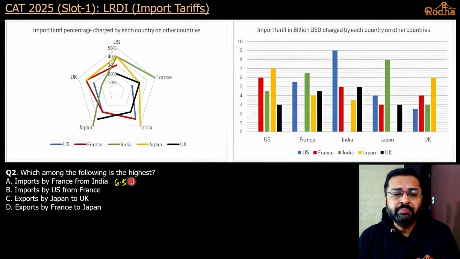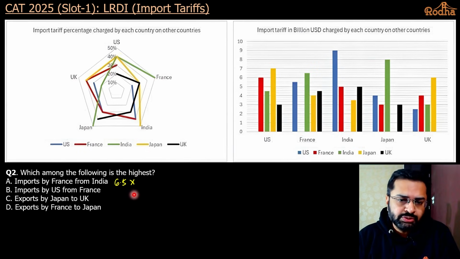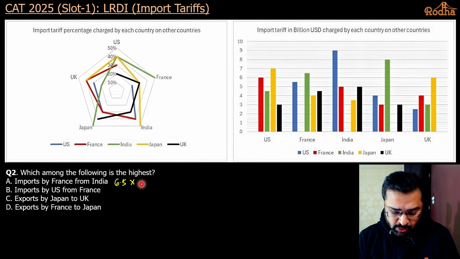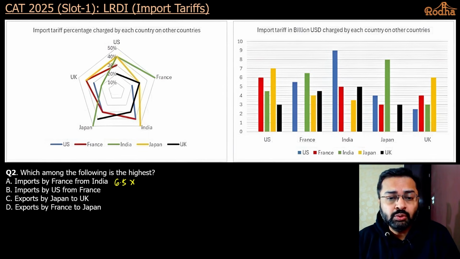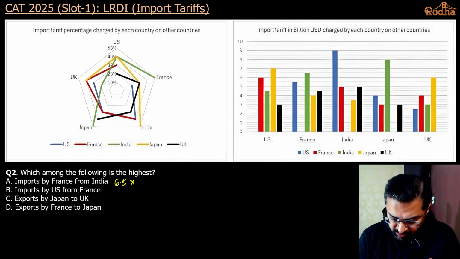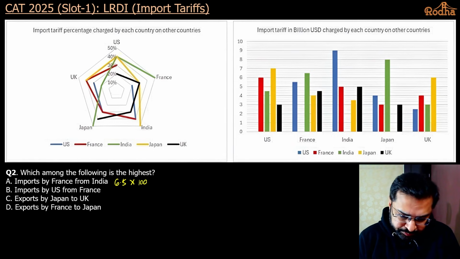Now, what is the percentage when France imports something from India? So France is this red one, a red line here, and India is this. So red line, this one, it ends at India. How much is this? This is 40%. How? 10, 20, 30, 40, 50. This is 40%. So basically, this 6.5 billion USD that we found here is 40% of the total worth of goods that are exported from India to France, or that are imported in France that have arrived from India. So this is 40%, 6.5. So what would be the total worth, or what would be the total imports by France from India? There will be 6.5 into 100 by 40.